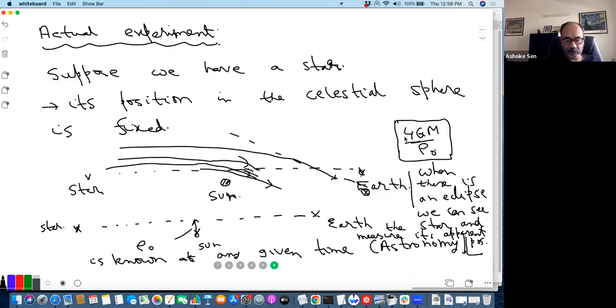So that's the experiment: you know the position of the star with respect to the other stars when there is no sun along the path. That is the true position. And then you measure it again when the sun is present, right? How much angle it makes with respect to the other stars. And this difference will be 4 GM over rho zero.